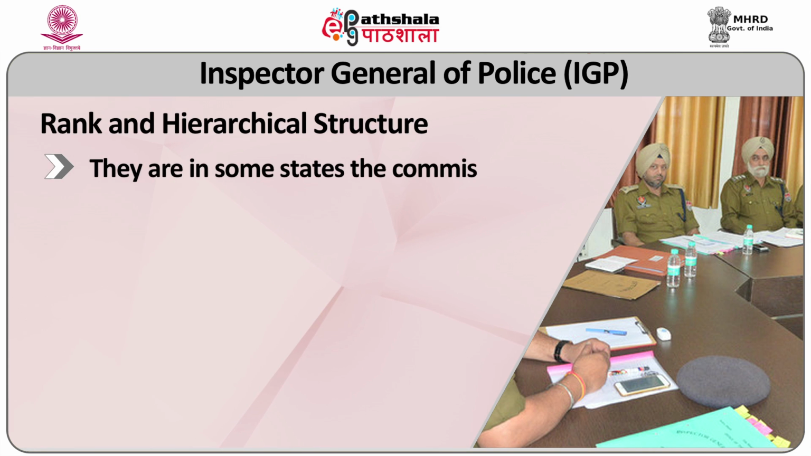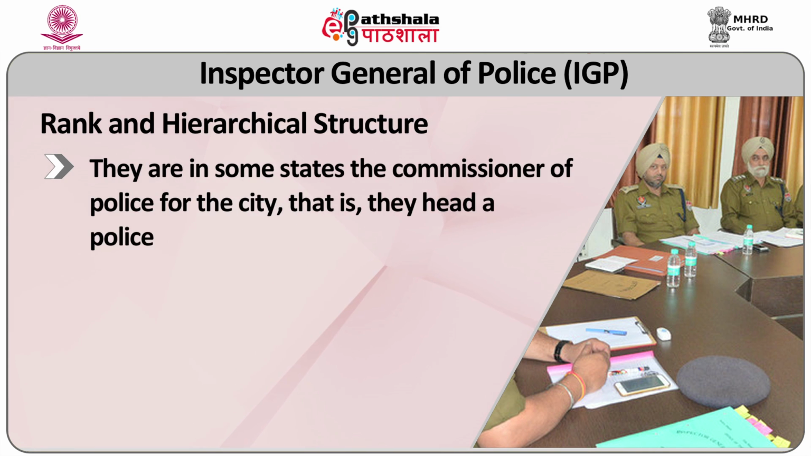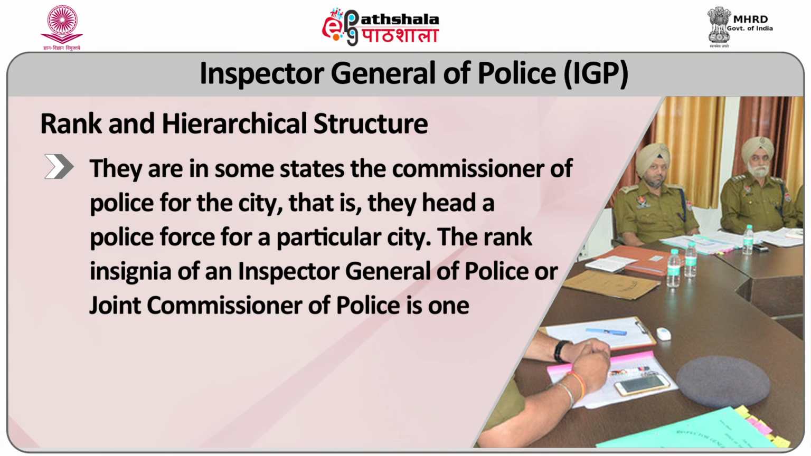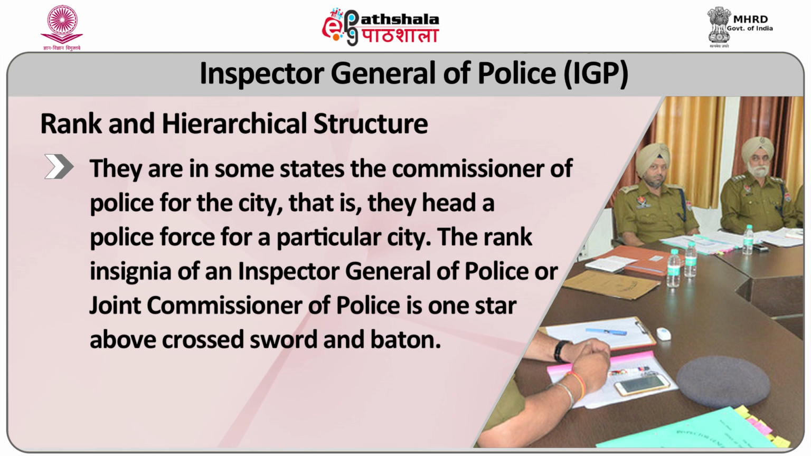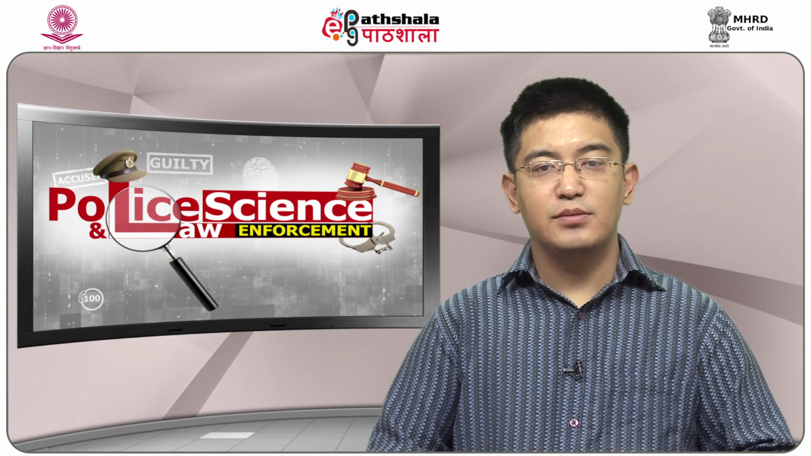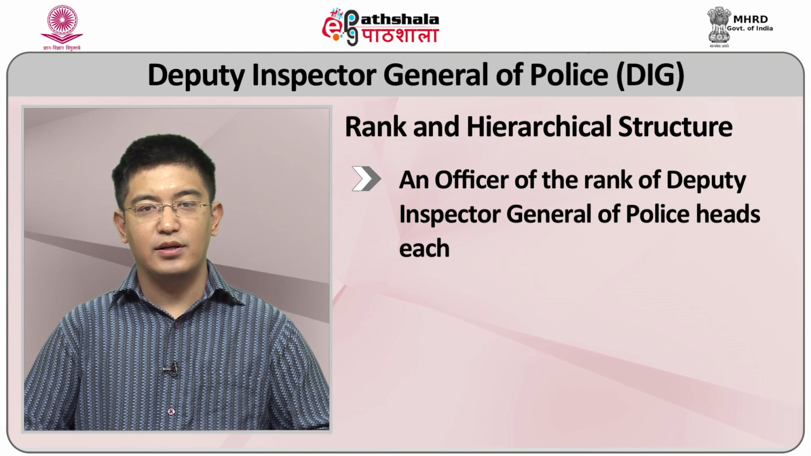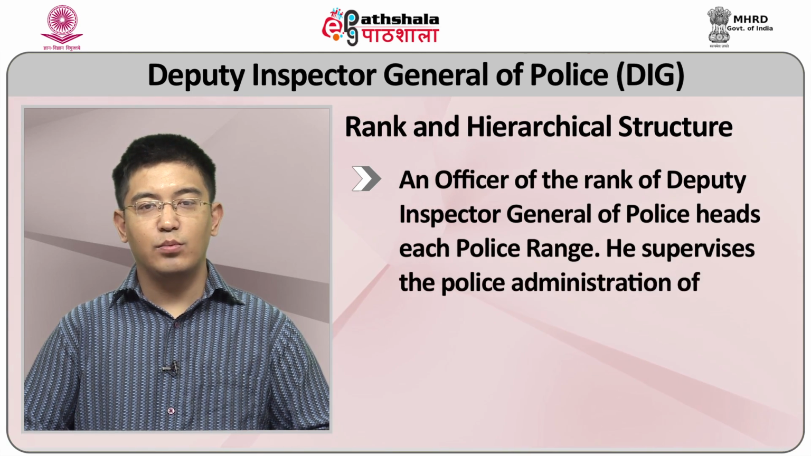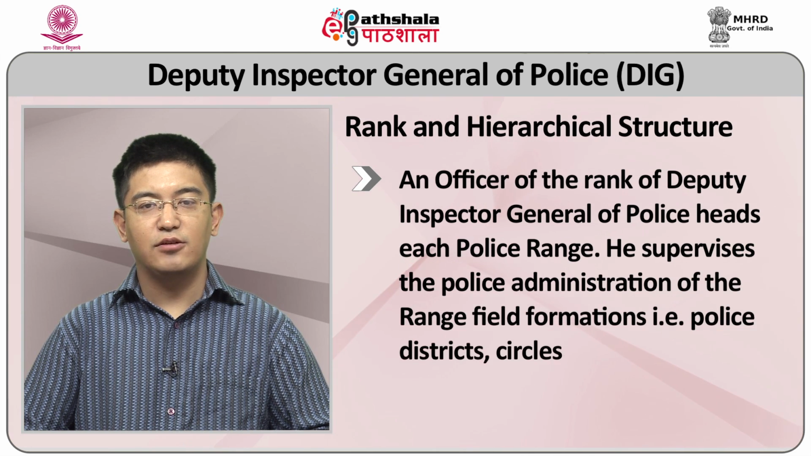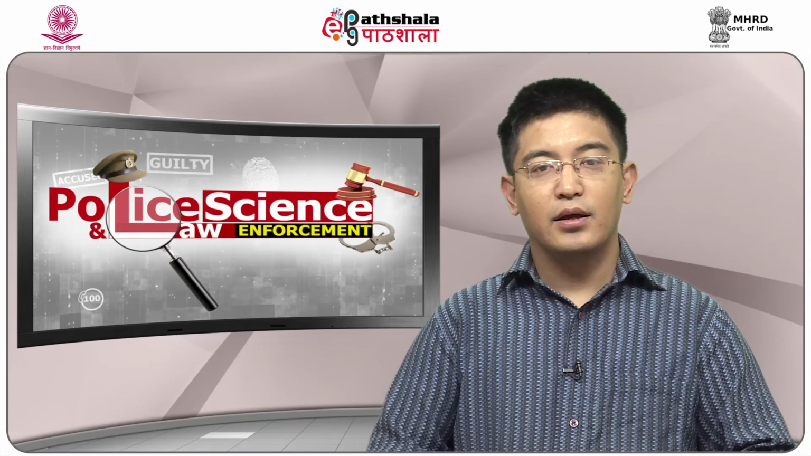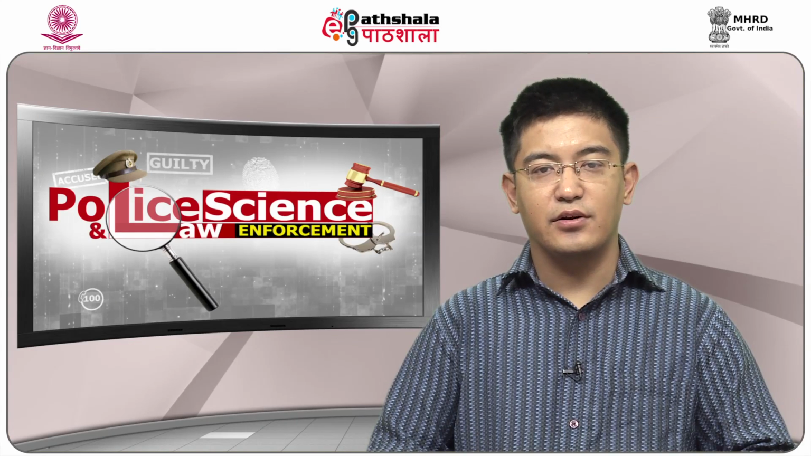They are in some states the Commissioner of Police for the city, that is, they head a police force for a particular city. The rank insignia of an Inspector General of Police or Joint Commissioner of Police is 1 star above cross sword and baton. Deputy Inspector General of Police (DIG). An officer of the rank of Deputy Inspector General of Police heads each police range. He supervises the police administration of the range field formation, that is, police districts, circles, police stations and other police units under his charge. He reports directly to the Zonal Inspector General of Police.